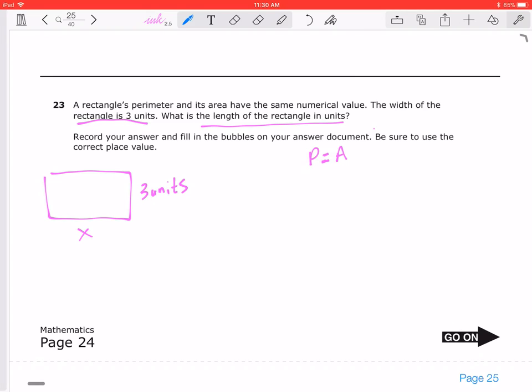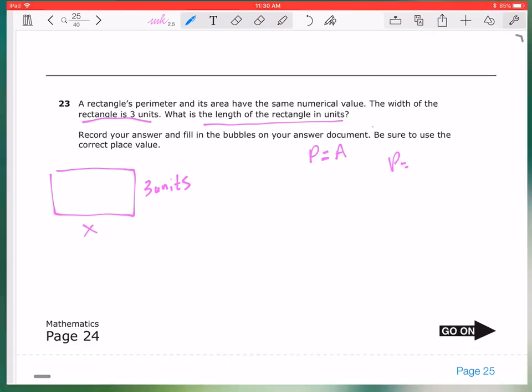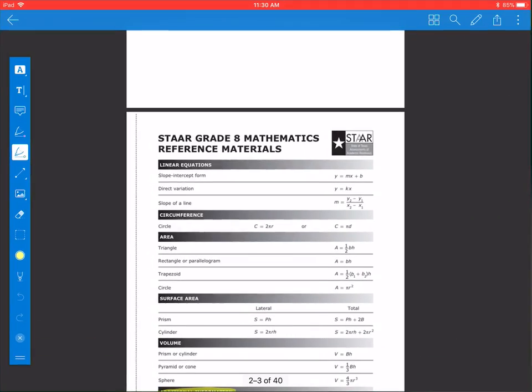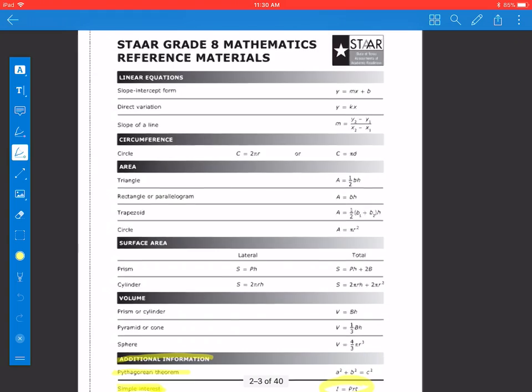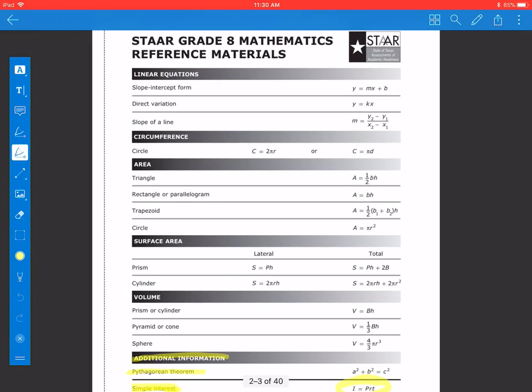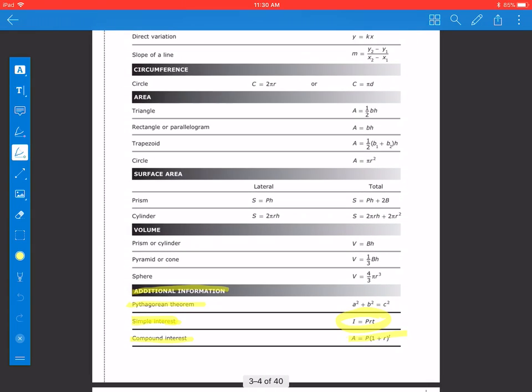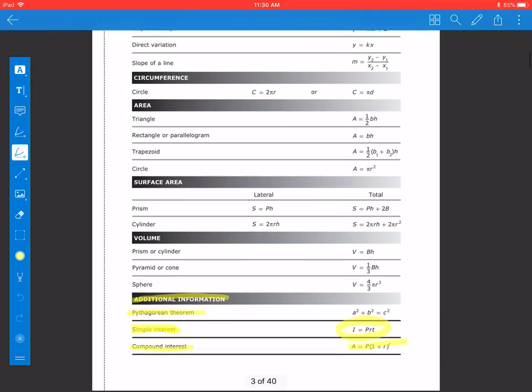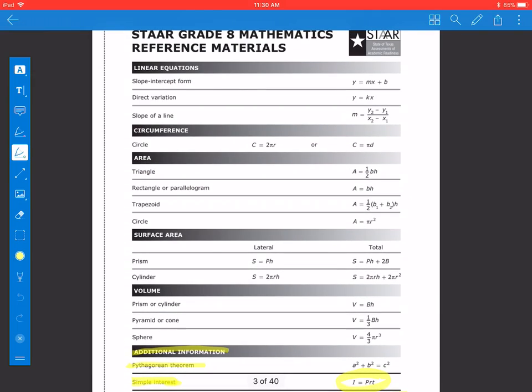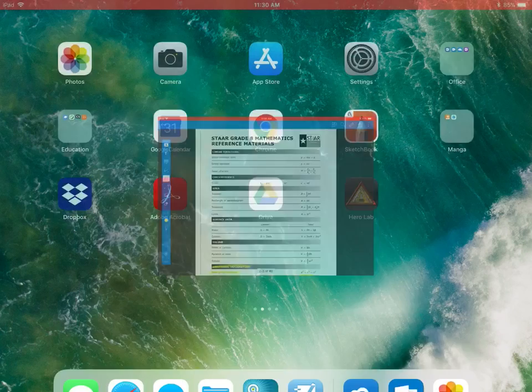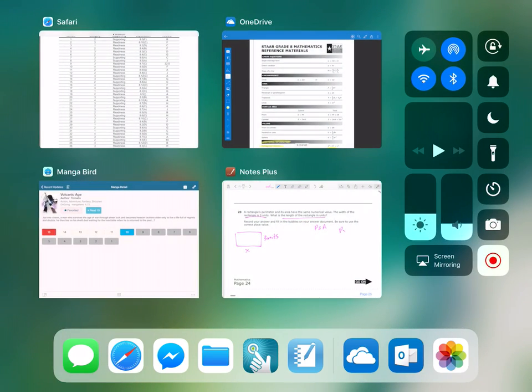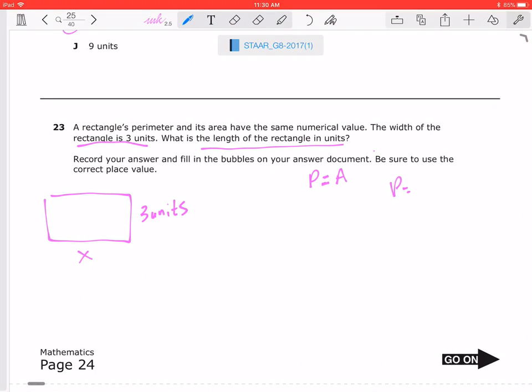And it says record and fill your answers on the bubble sheet. Okay, so I'm like, how do I solve this? Oh my God, this is like a really scary problem. Well, I know the formula for perimeter, and I can look at the formula for my perimeter on my STAAR reference guide. I think, no, sorry, I take that back. I can't. I guess that's just one of those things that it expects you to know.